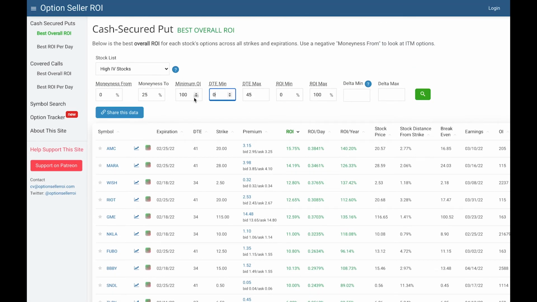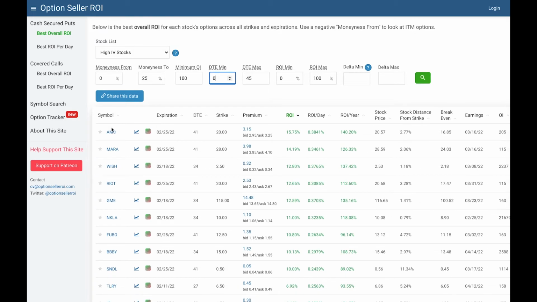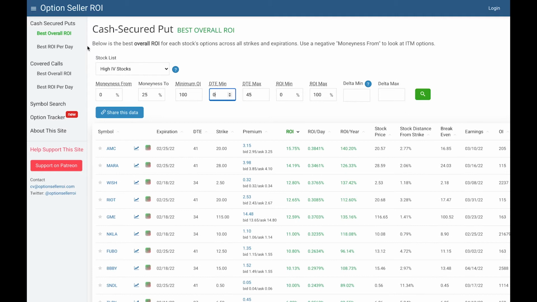As with any of these websites, they are only suggestions. So just because it has a symbol on here and a specific strike price, it's not a trade recommendation. It's just a suggestion for some more due diligence on your part as a trader. But it's nice to take a look and see what the different symbols are, both on cash secured puts as well as covered calls.